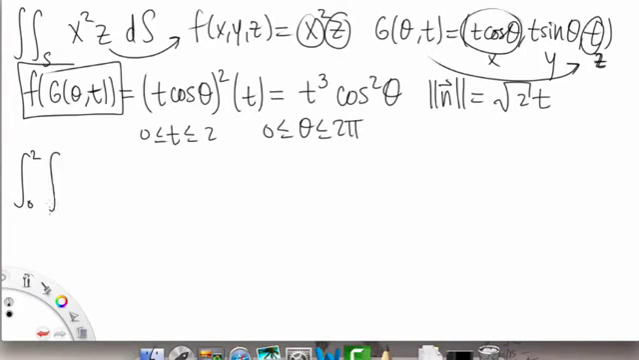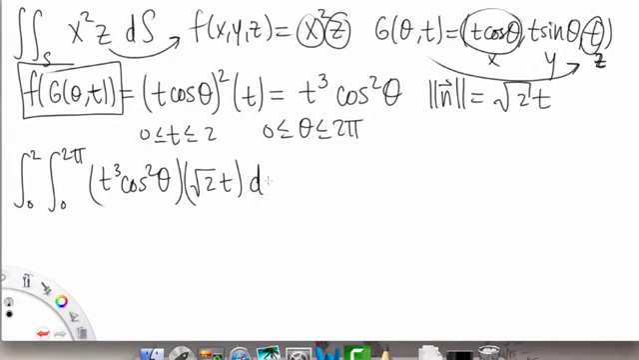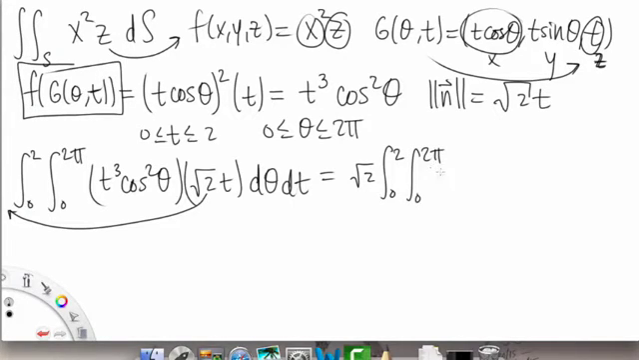So we have 0 to 2, and then 0 to 2 pi, and then I'll plug in our t to the third cosine squared theta, times the magnitude of the normal, so that's radical 2 t. Then we have a d theta and a dt. Now I'm going to bring out the radical 2 in front, just because it's a constant. So radical 2, and then I'll rewrite everything and combine the t's: 0 to 2 pi, and then we have t to the fourth and cosine squared theta, d theta, dt.